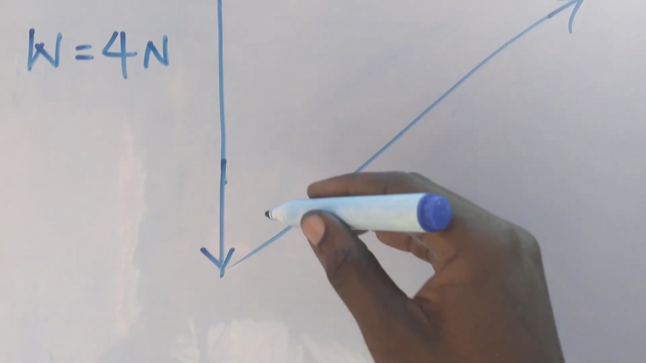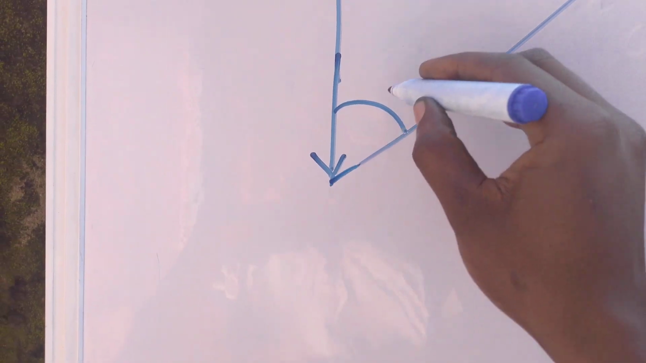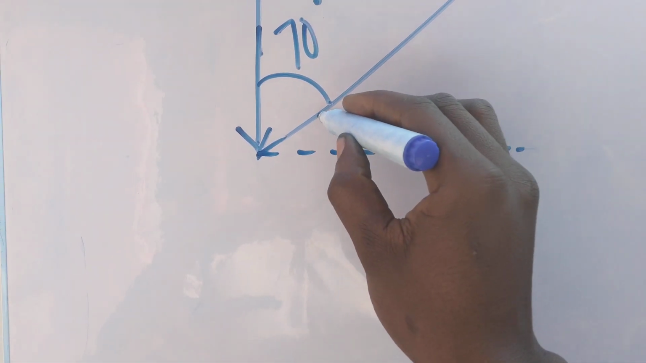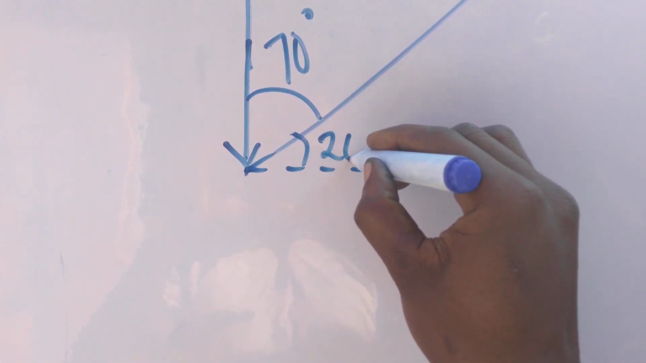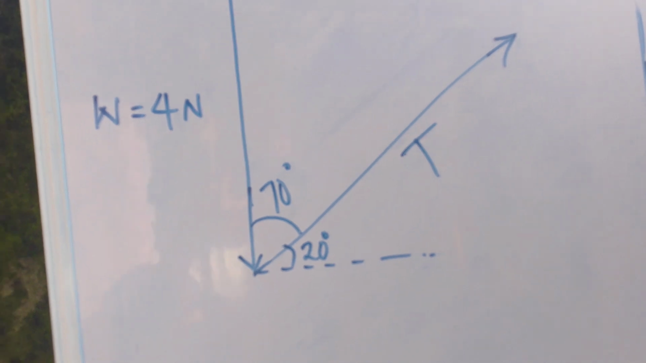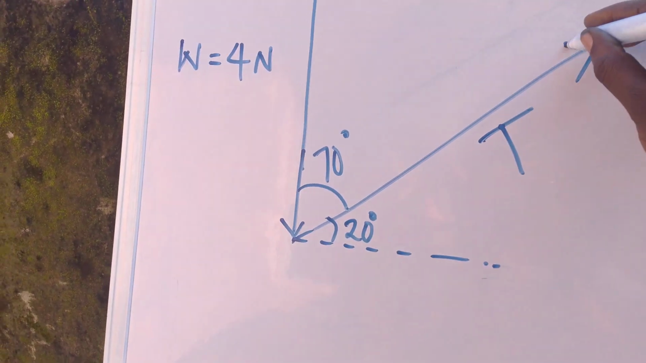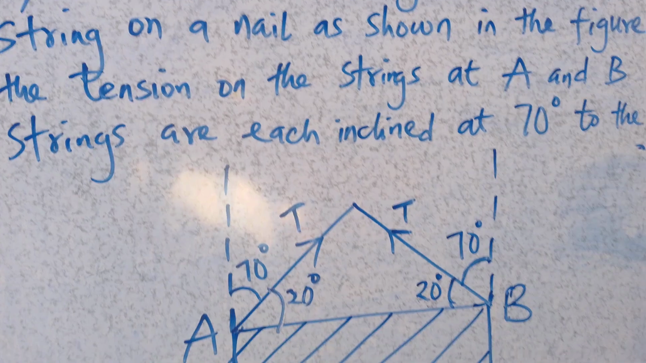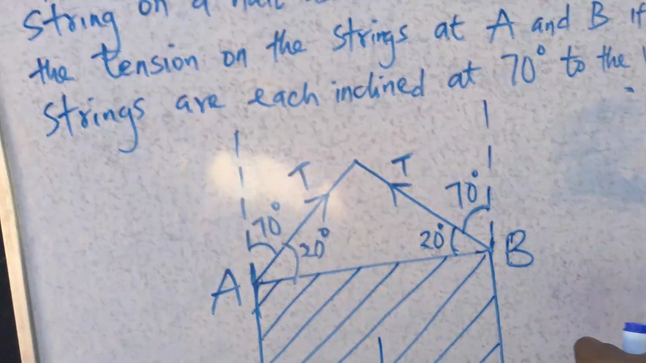Take my tension force going this way, and it is inclined at 70 degrees to the vertical, which means that this side will be 20. Okay, this is my tension force T. So I'll come back again to that diagram. Okay, I'll take this other tension force going this way.